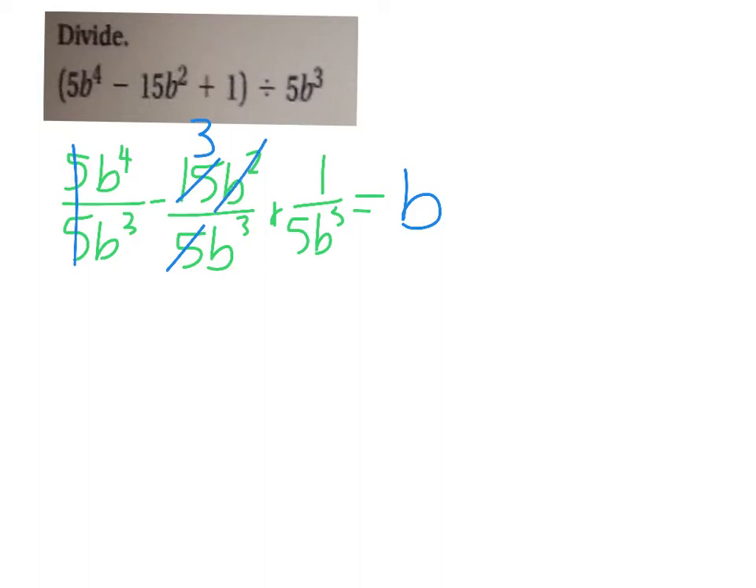All of the b's on top go away. We remain with 1 b on the bottom, because there was 2 on top, which cancels 2 on the bottom and leaves 1 on the bottom. So that's going to be subtracted by 3 over b, or 3 divided by b.